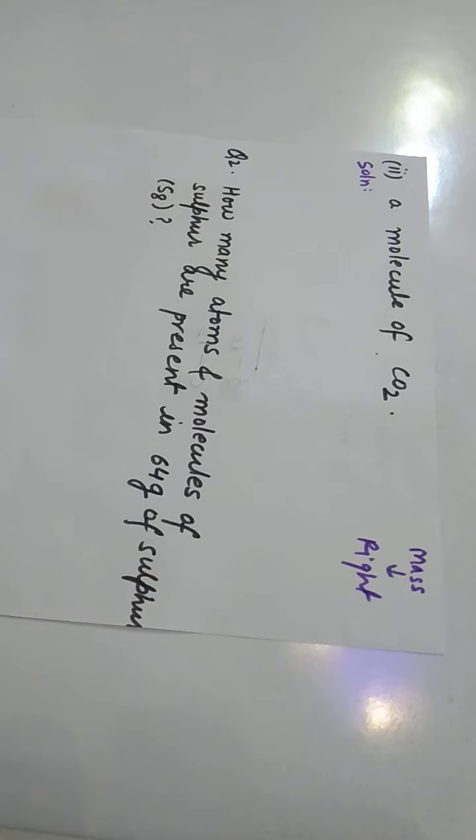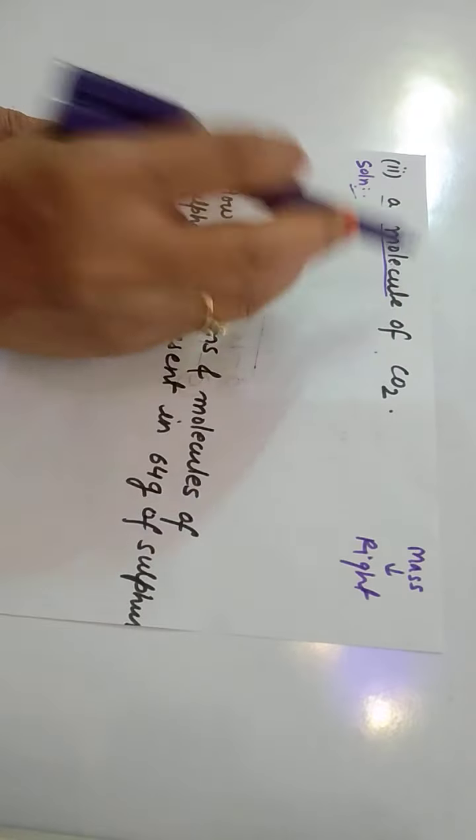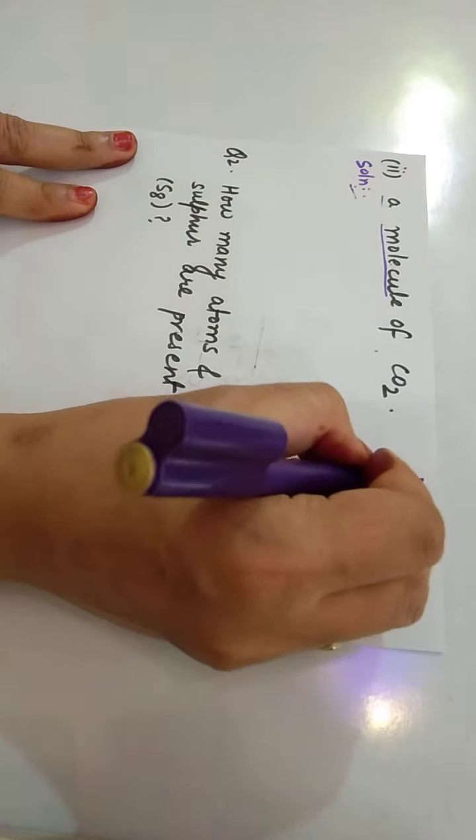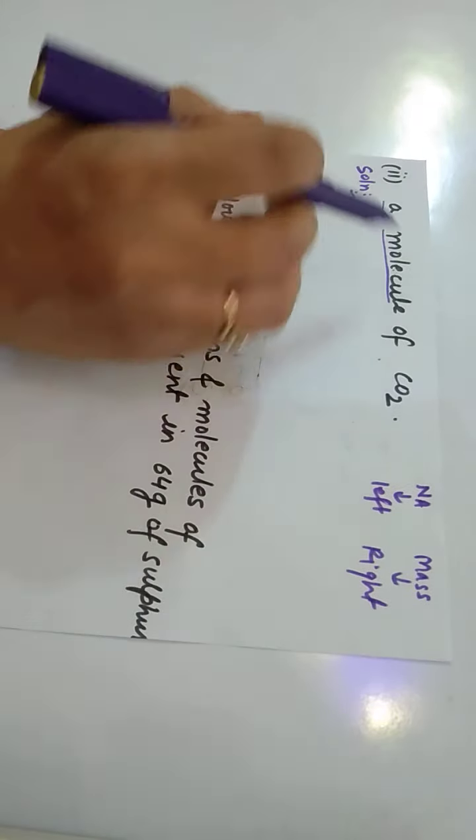And a molecule, again the term molecule, a molecule, it means one molecule. It means it is including the number of molecules. So Avogadro number will come on the left side. If these two things are clear, then you will be able to solve any question based on this mole concept.